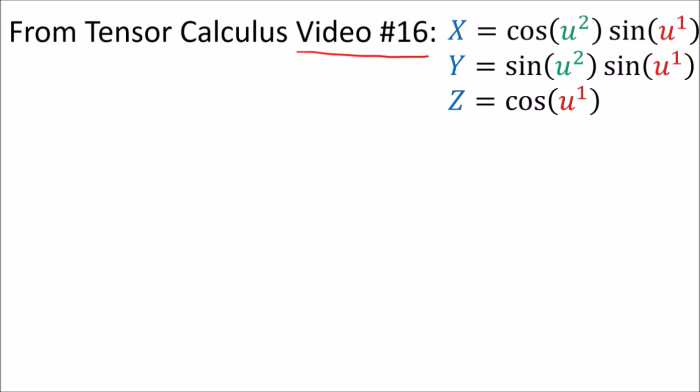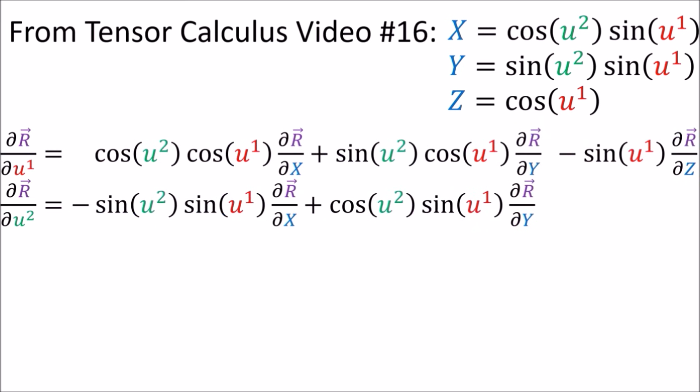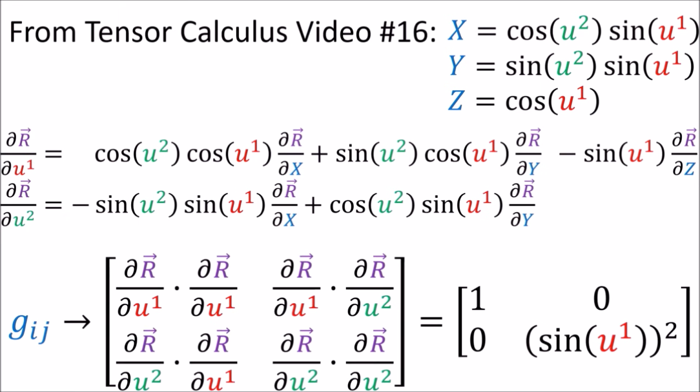So these are the parametric formulas for the xyz coordinates of the sphere in terms of u1 and u2. And to get the tangent basis vectors for the u1 and u2 direction, we can expand these partial derivatives in terms of the xyz partial derivatives using the multivariable chain rule. And computing these derivatives, we get these formulas. And we know that the metric tensor is just the matrix of dot products of the tangent basis vectors, so we can compute all these dot products and get this metric tensor matrix here.